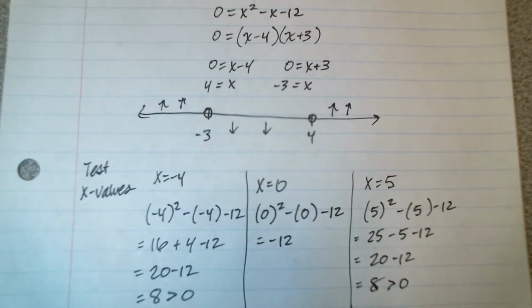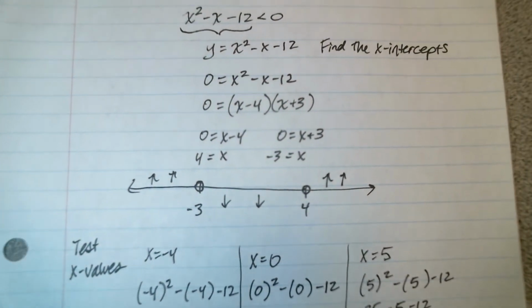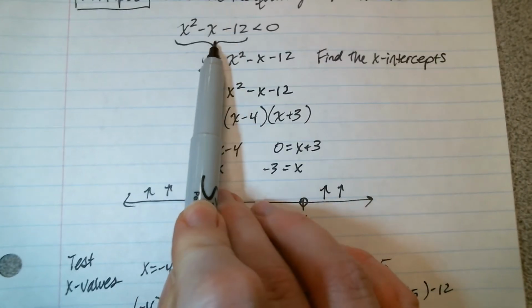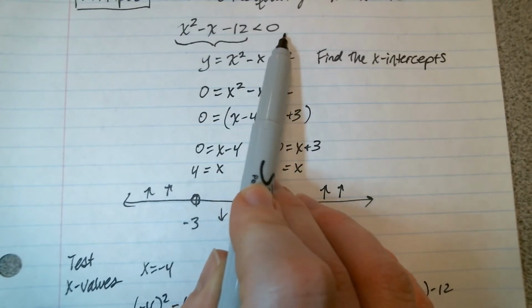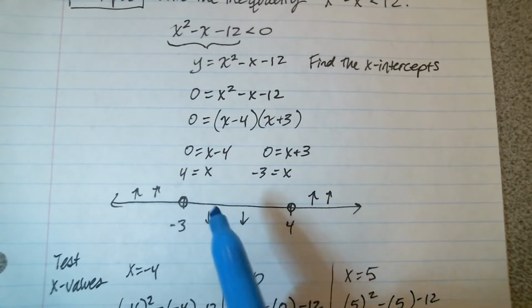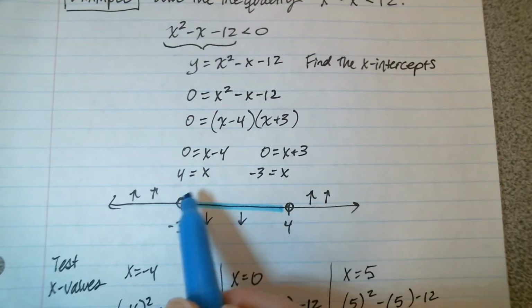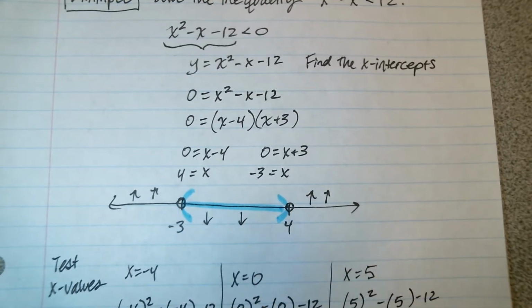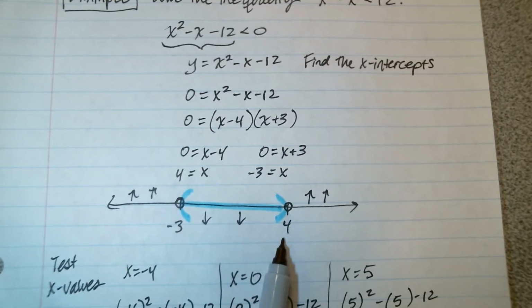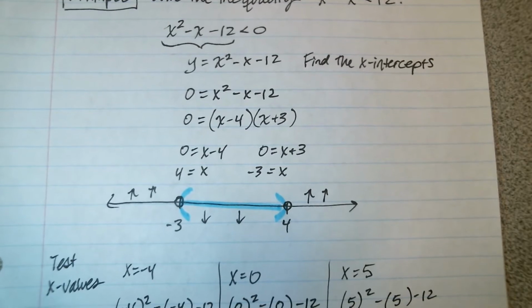So again, the original inequality was looking for the region where the polynomial is less than 0. So below. So right here in this region. So what I'm going to do is write that solution using interval notation. So from negative 3 to 4, but not including the endpoints.